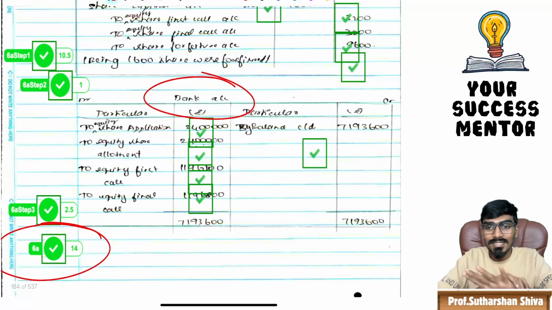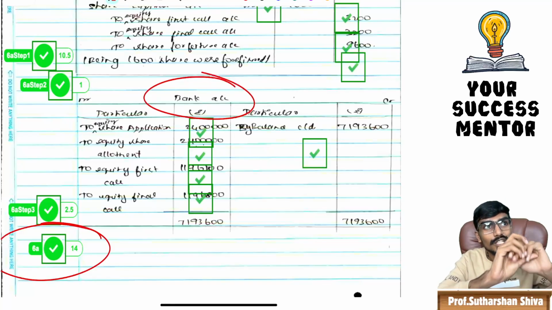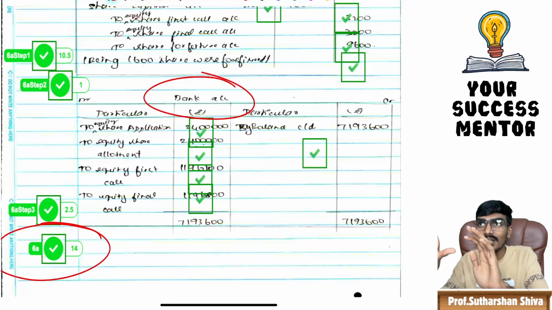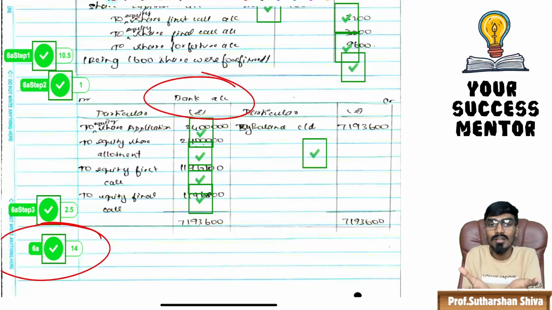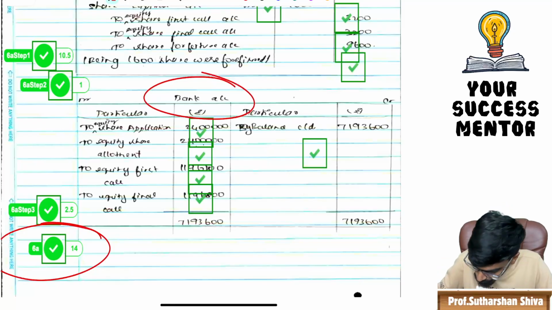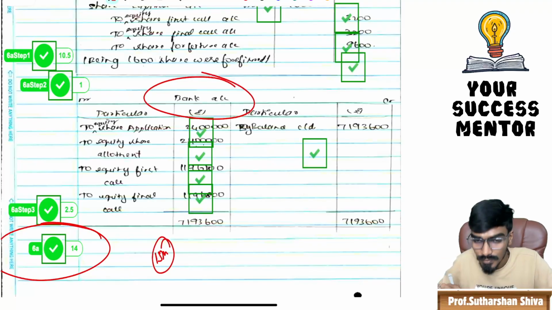So with this, we have successfully completed our company accounts unit on issue, forfeiture and reissue of shares. That unit we spent nearly 4.5 to 5 hours to complete. With this chapter, 15 marks is guaranteed with you.